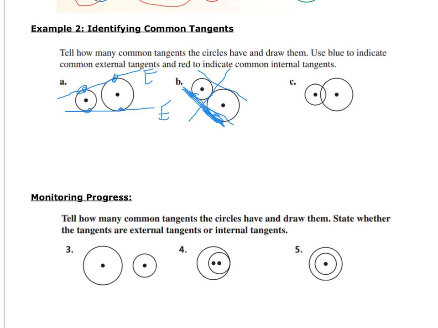And the last one. Well, you have your two externals. I know I kind of got them inside the circle, but it's hard to be exact on this pad. And is there an internal tangent there? No, there's not. Always just have an external.